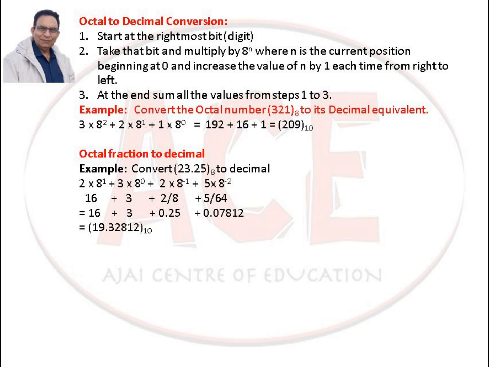How to convert an octal fractional value to a decimal value? To explain this one, the example is convert 23.25 base 8 to decimal. Considering the position of different digits in the given octal number, we get the equation 2 into 8 raised to the power 1 plus 3 into 8 to the power 0 plus 2 into 8 to the power minus 1 plus 5 into 8 raised to the power minus 2. Calculating all these values and summing afterwards, we are getting 19.32812 base 10.